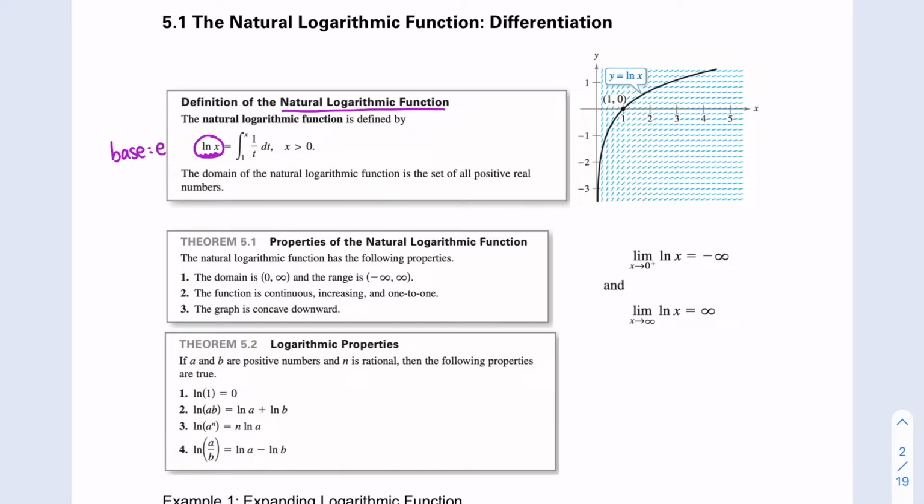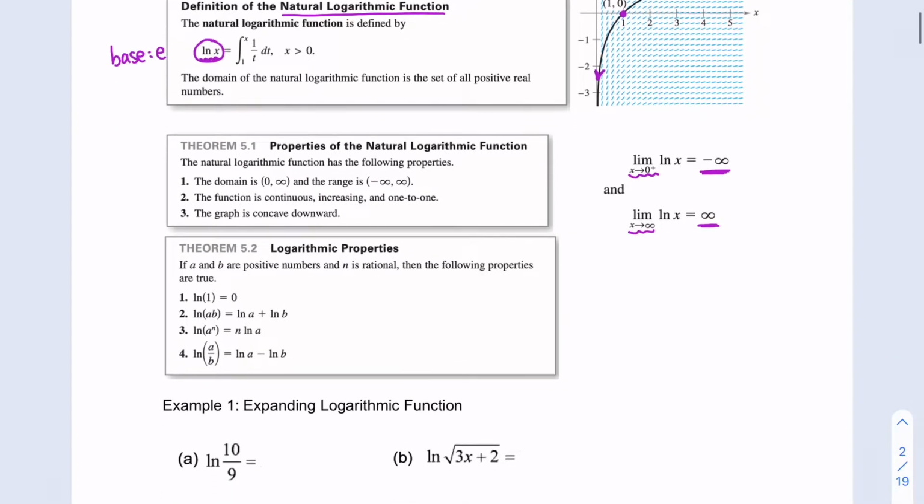On the right side is a graph of Ln of x. The log function goes through (1, 0): when x equals 1, y equals 0, and it's increasing as x increases. When x approaches 0 from the right, the limit is negative infinity. When x approaches infinity, the limit equals positive infinity.